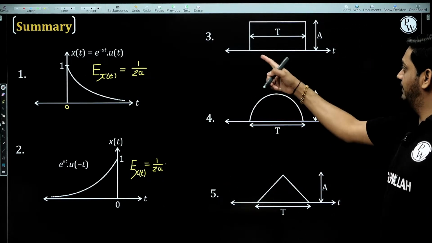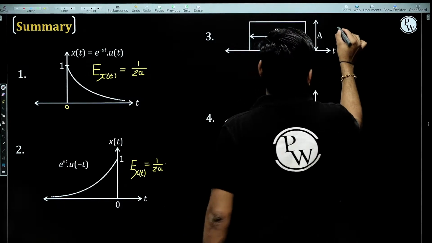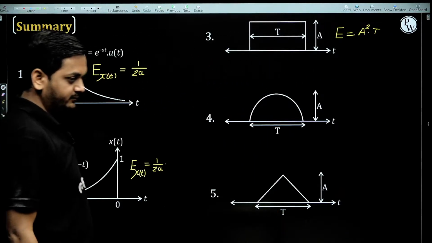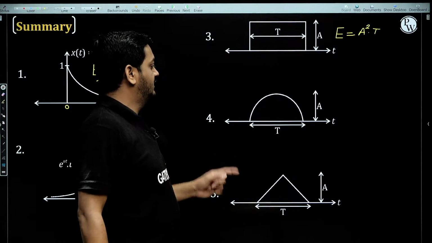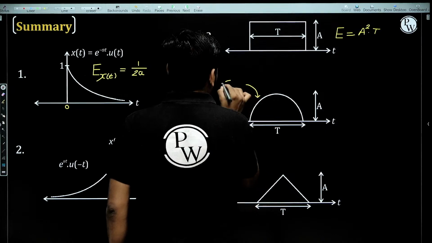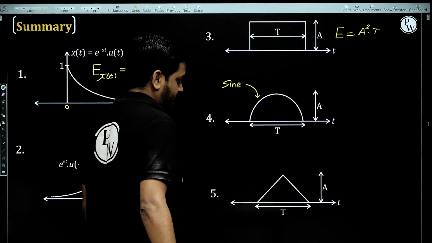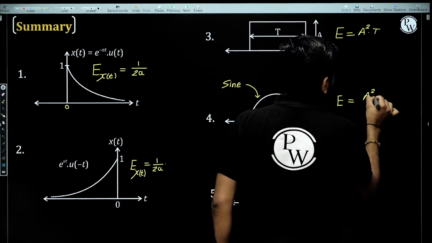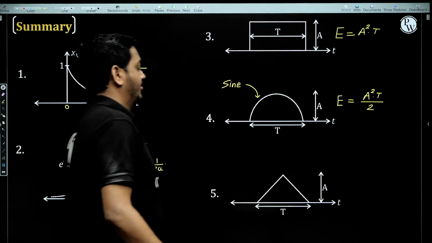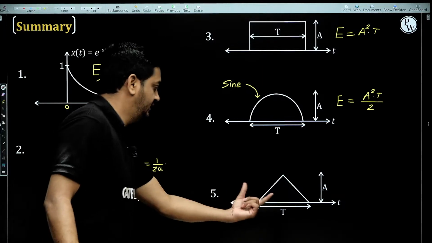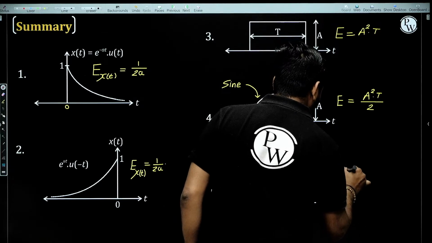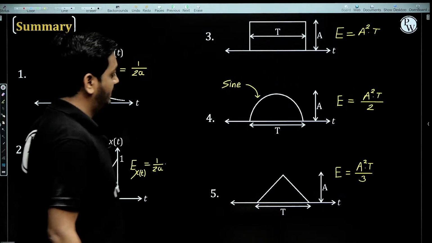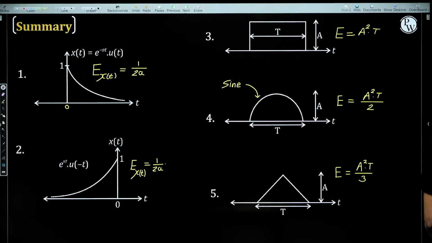Now a rectangular pulse having width T, amplitude A, then the energy for this signal is given by A square into width T. Now here, sinusoidal pulse, this is a sine function, it can be cos also, no issue. Sinusoidal pulse having width T, amplitude A, then the energy is given by A square into width T divided by 2. Here triangle function guys, with width T, amplitude A, then the energy of this triangle pulse is given by A square into T divided by 3. Is this clear? Clear to each and everyone?